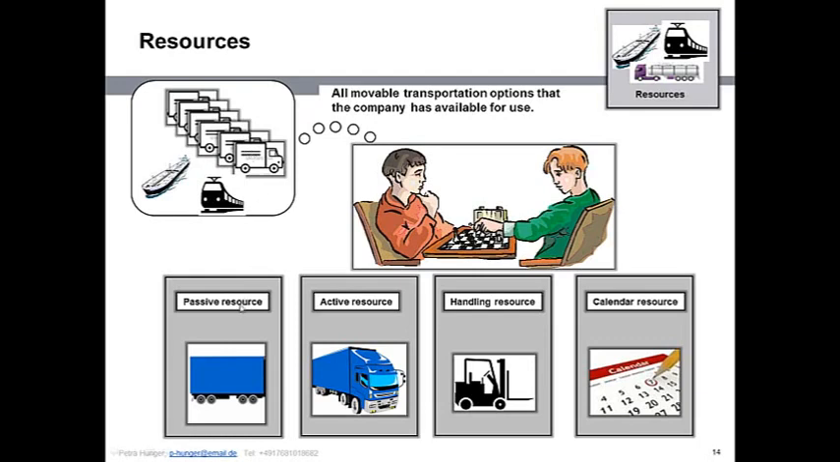And then you can have more detail. You can have a passive resource, as I explained, the trailer, which cannot be driven on its own. Then you can have an active resource with capacity. This is the example of a truck with some capacity. Then you can have a handling resource, which is a forklift. And you can have a calendar resource, which only allows you to say if something is available or not at a certain day of the year or at certain times.